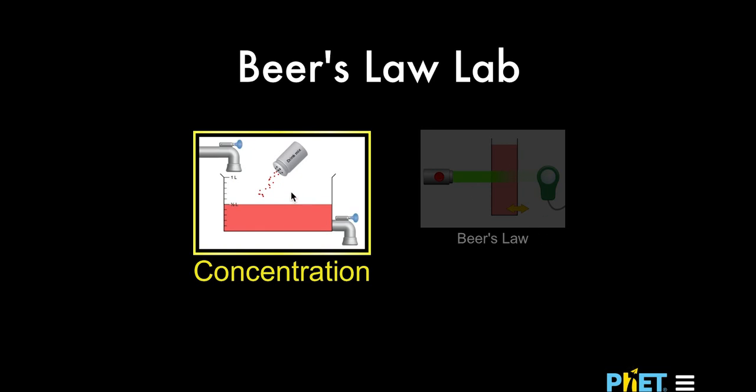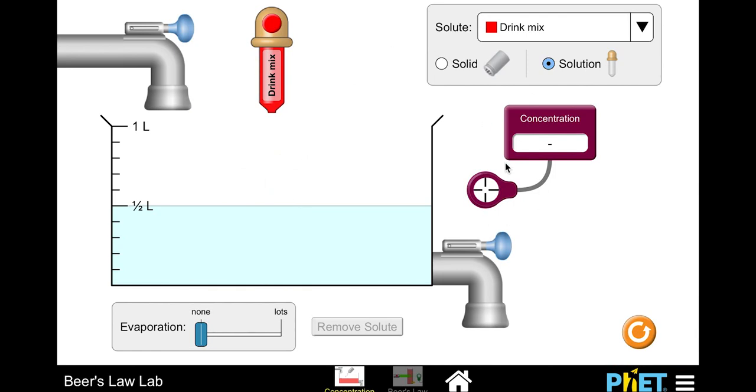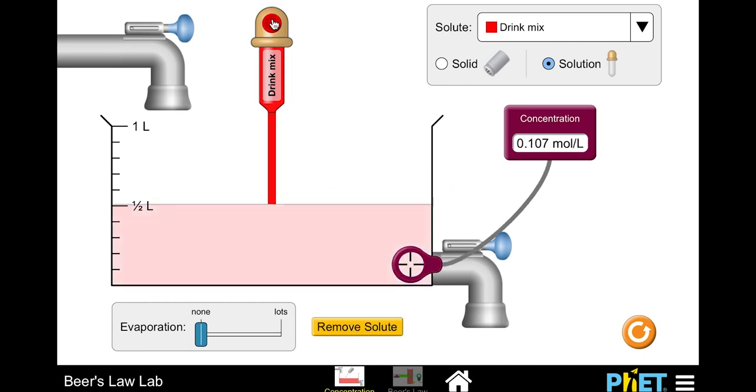Now, from our general knowledge of science, we've got a solution, a colored drink mixture. So as the concentration of the drink increases, the color intensity also increases.